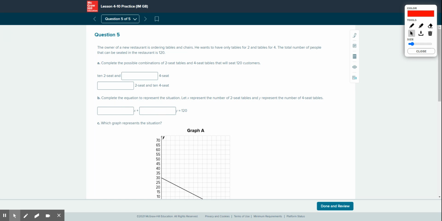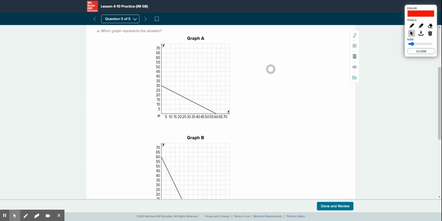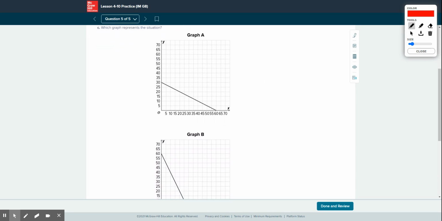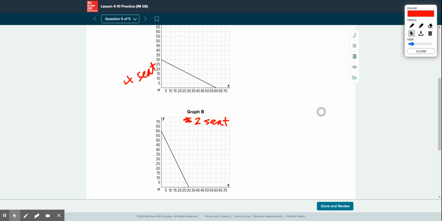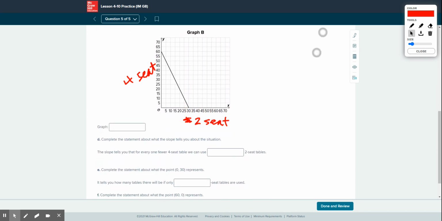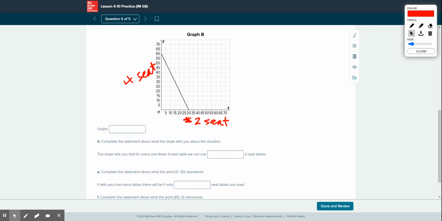And so with that information, hopefully we can see that if we have 60 tables, that would represent 2-seat tables. And then this one would represent 4-seat tables. So we would have to look at this piece and see what the other graph looks like. And it doesn't match up the same. It would flip them around the other way. So in this case, we actually want graph A to be the correct graph here.